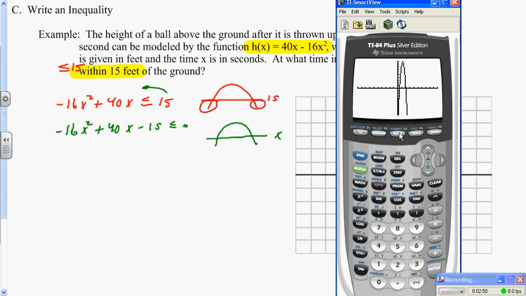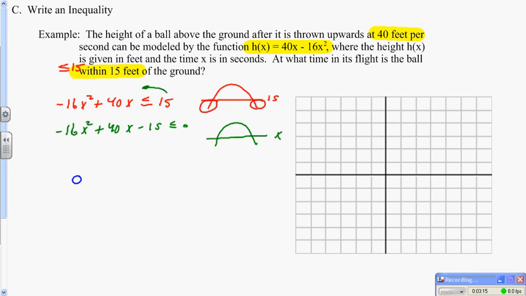So let's zoom in a little bit. And then I'm going to move my cursor over to see that it is about there where it starts to go below. So if we consider 0 time and not having negative time, we would say that it would be below 15 feet on the way up, and that would be between 0 and 0.8 seconds.